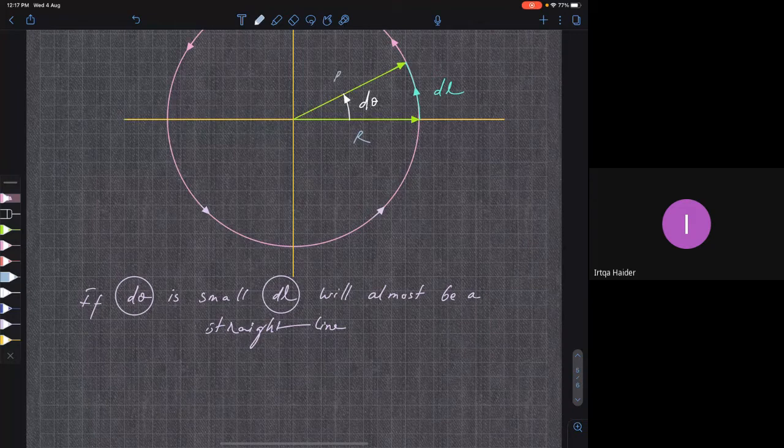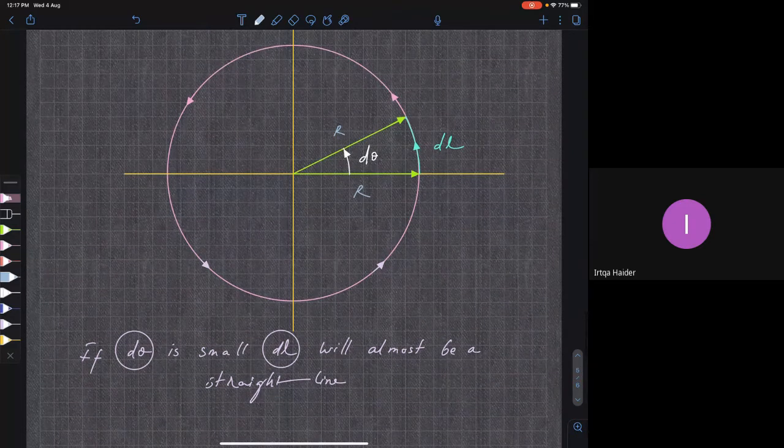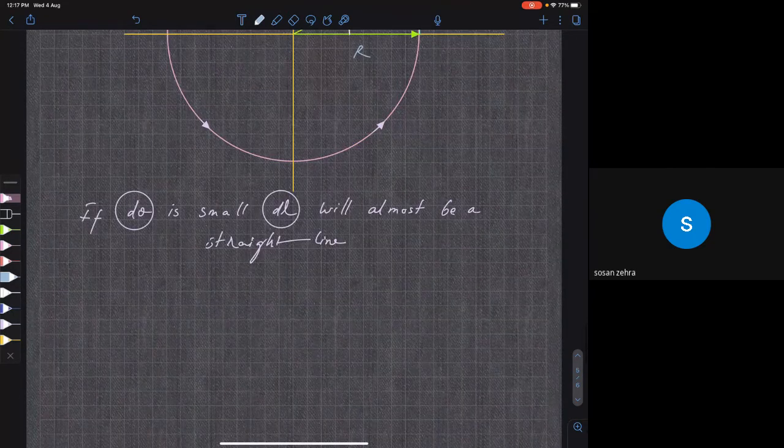Now, if the radius of this circle is r, can you tell me what is the relationship between r, d theta and dl? So d theta equals dl by r. Very good. d theta equals dl by r.